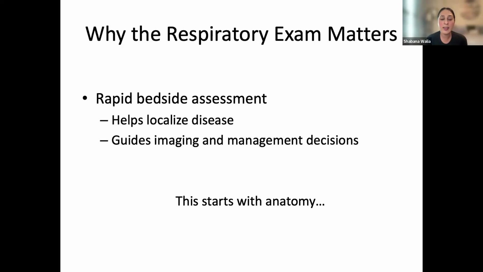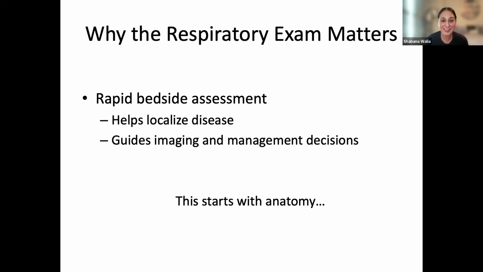So why the respiratory exam matters. You're going to do a rapid bedside assessment, which is what we do in the emergency department to really help localize disease. So I think now in the era of AI and ultrasound in the last 20, 30 years, people rush to grab adjuncts for exams.